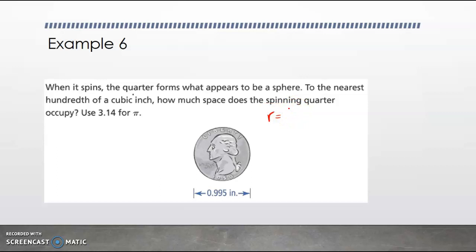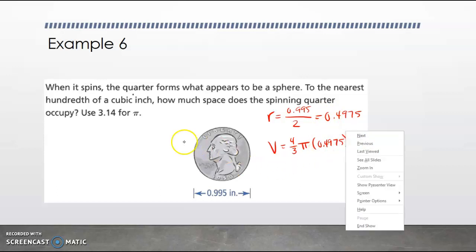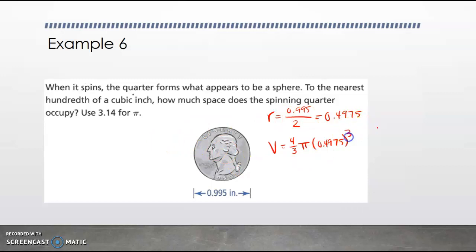So radius is going to be 0.995 divided by 2, which is going to equal 0.4975. So that's our radius. And we're going to find volume. So volume is going to equal 4/3 pi times our radius, 0.4975, cubed.